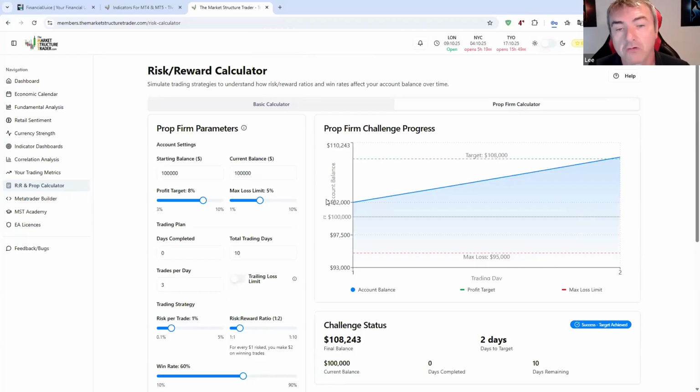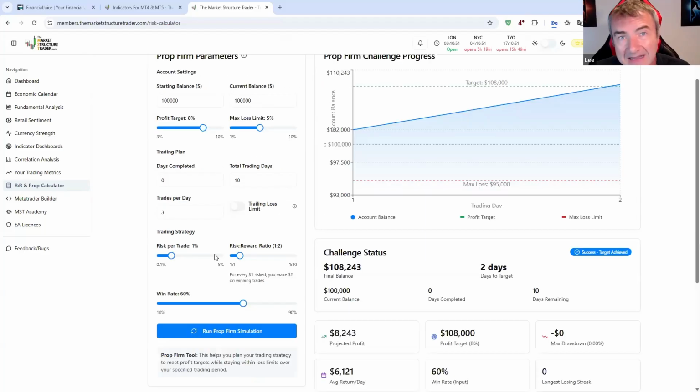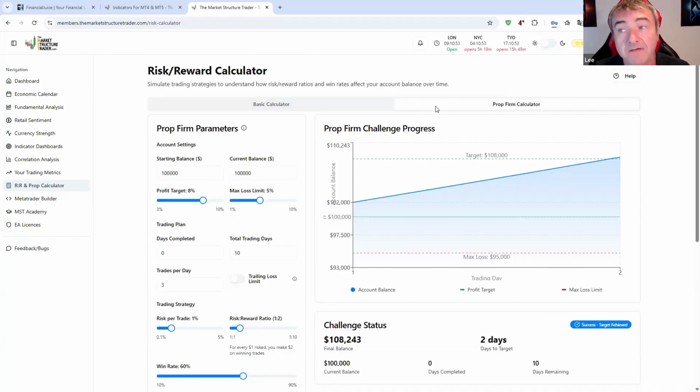This is a little bit more advanced version of the basic calculator where you can simulate challenges. So the idea of this and why I've built this is to show people how to trade prop. In the MST Academy, we have a whole section on prop trading and how to get paid. It is maths, literally. That's it. It's maths and luck and statistics. That's how you pass evaluations. So with this, you can simulate basically any type of prop evaluation or funded account, if you like.